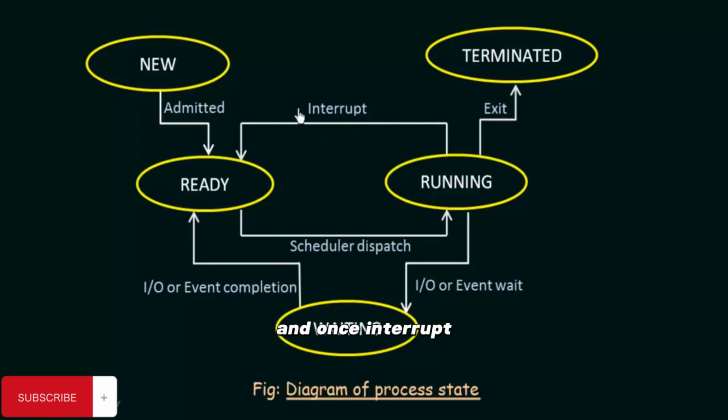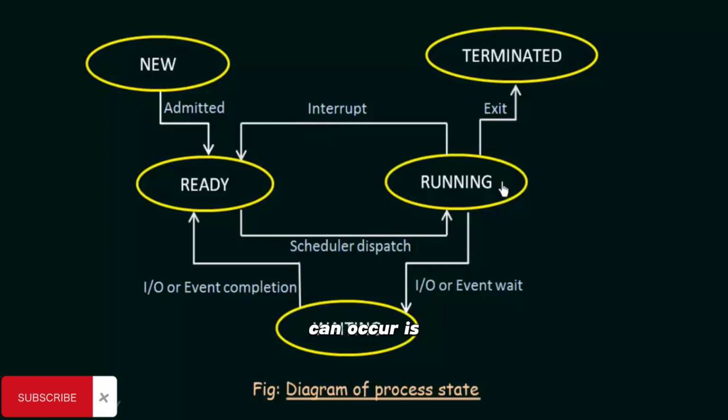And once the interrupt has been handled, this process can again be dispatched, assigned a processor, begin its execution and go to the running state again. So that is what happens if an interrupt is encountered when a process is being executed.